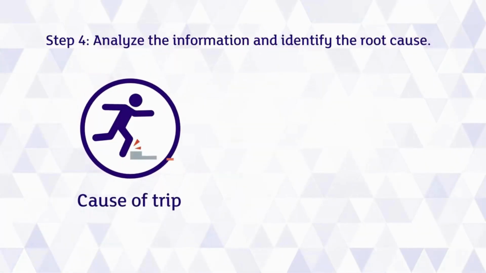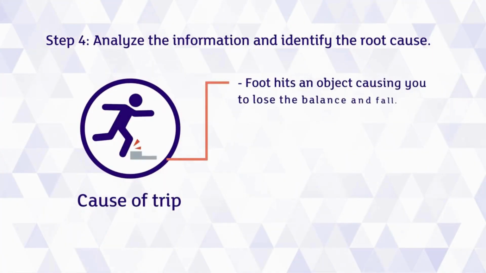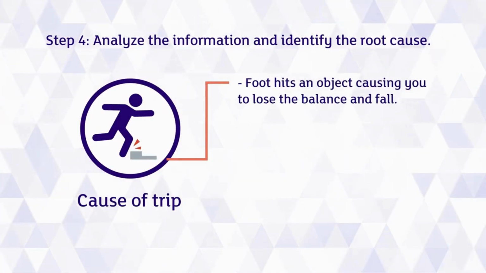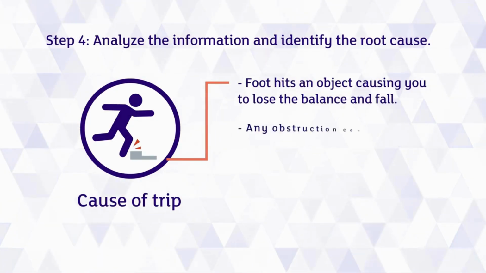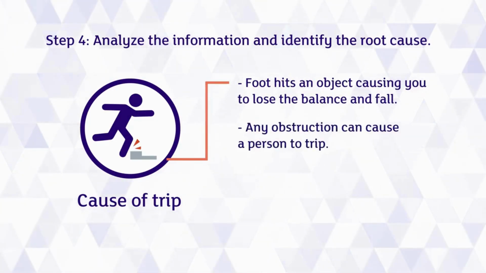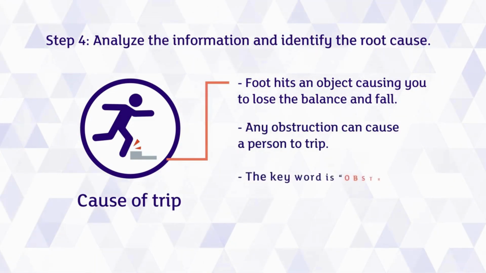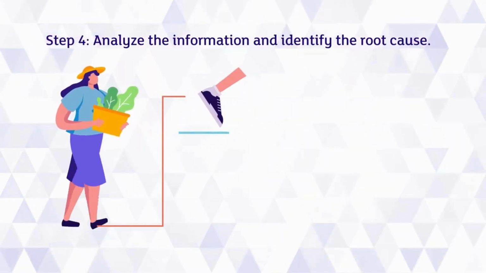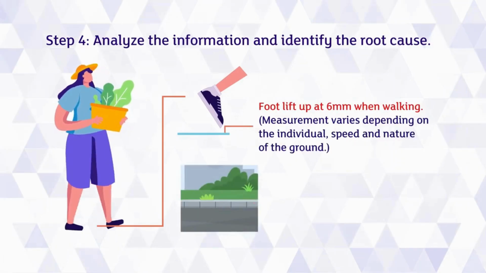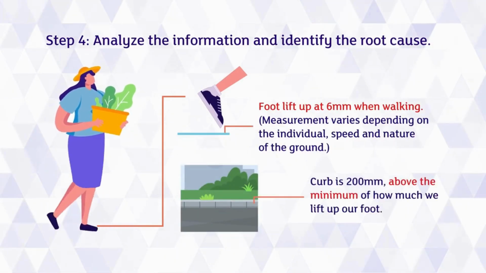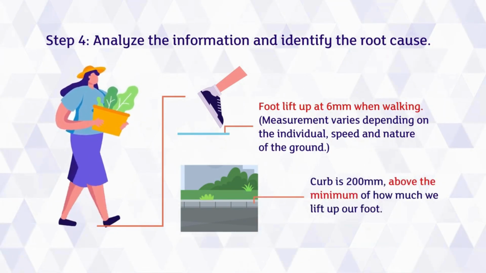Trip happens when your foot hits an object, causing you to lose balance and eventually fall. Any obstruction can cause a person to trip. The keyword is obstruction. Generally, we will lift our foot up at 6 mm when we walk. In this case, the curb is 200 mm, which is above the minimum of how much we lift up our foot.